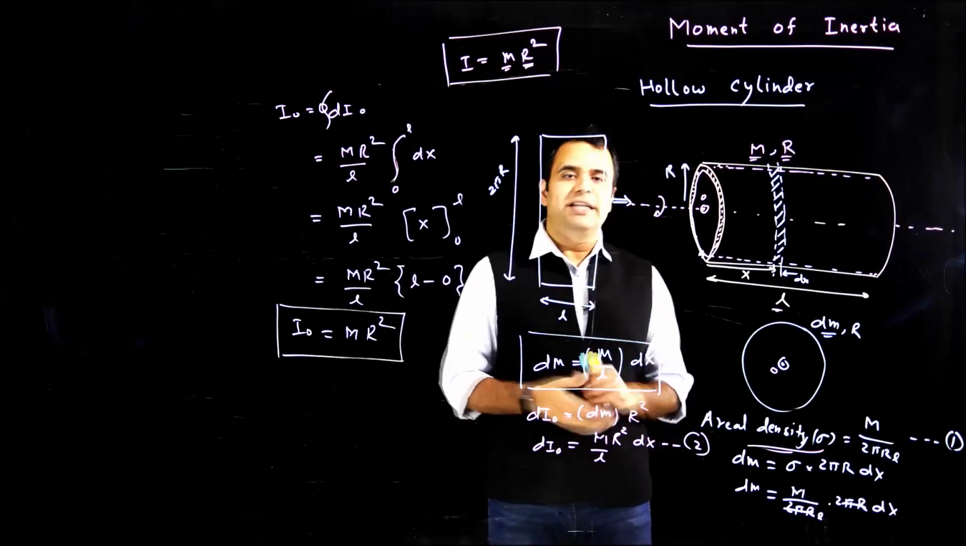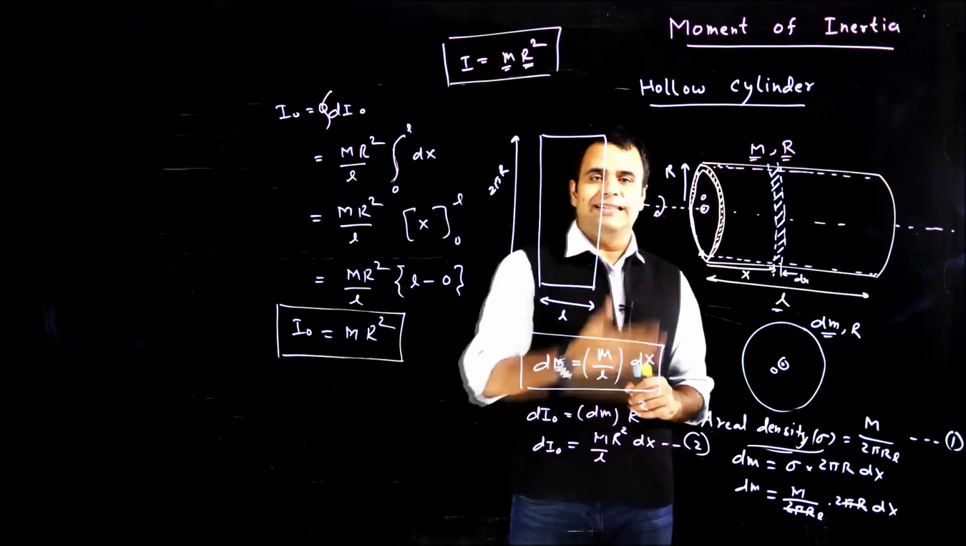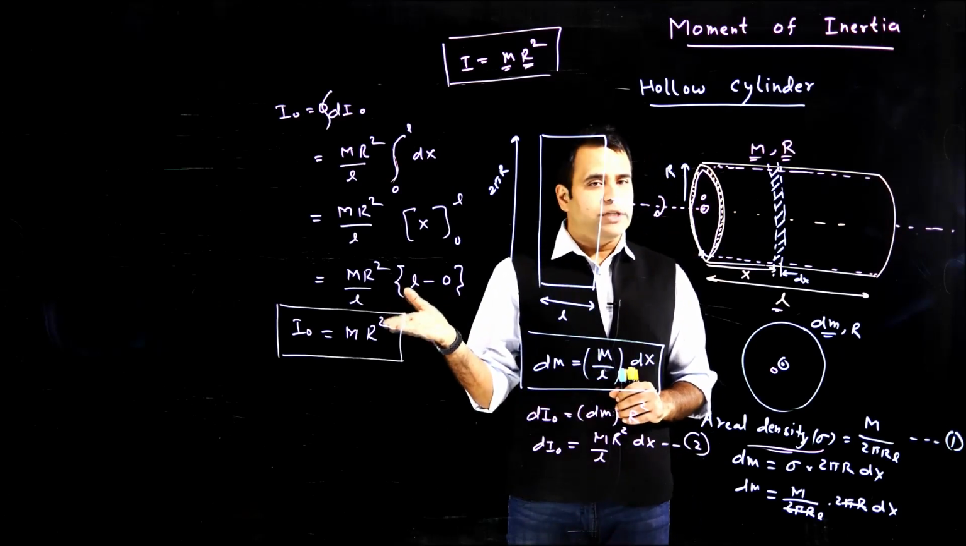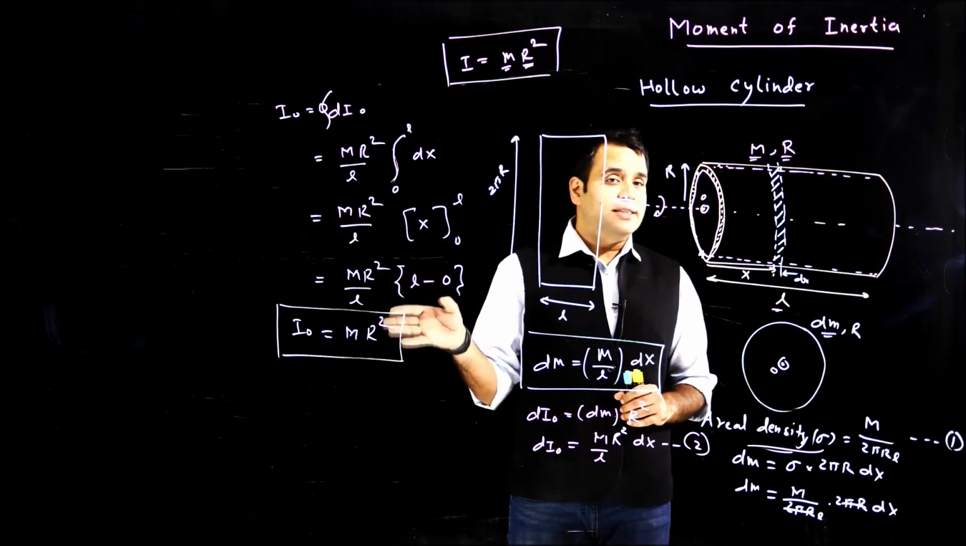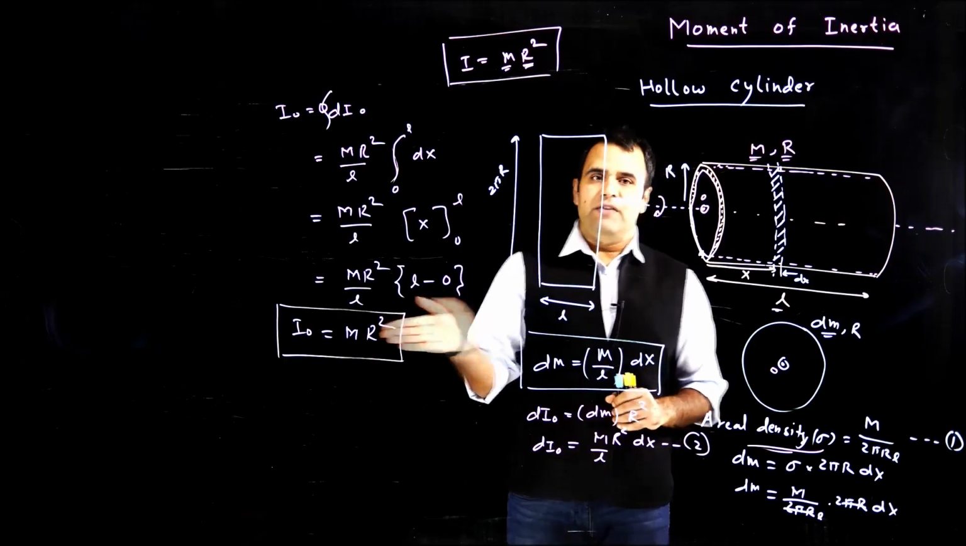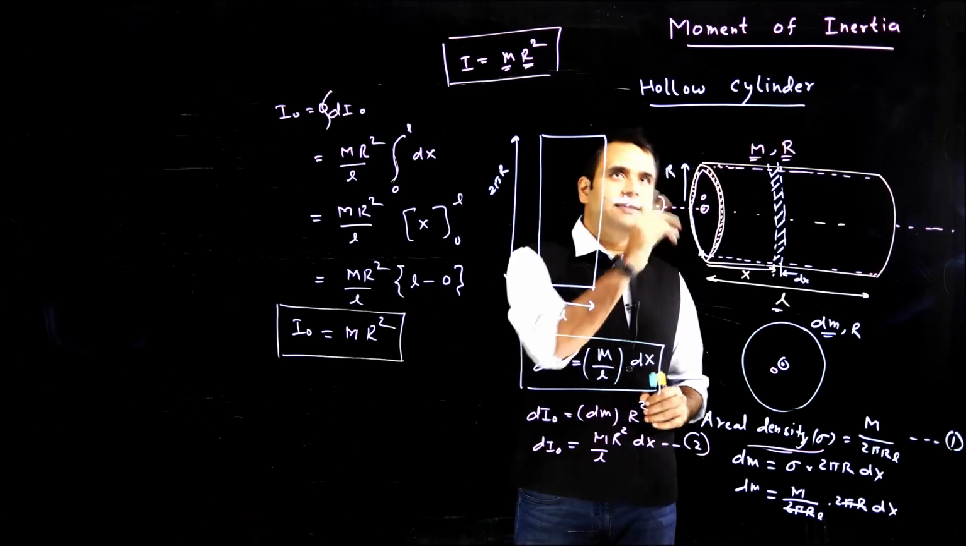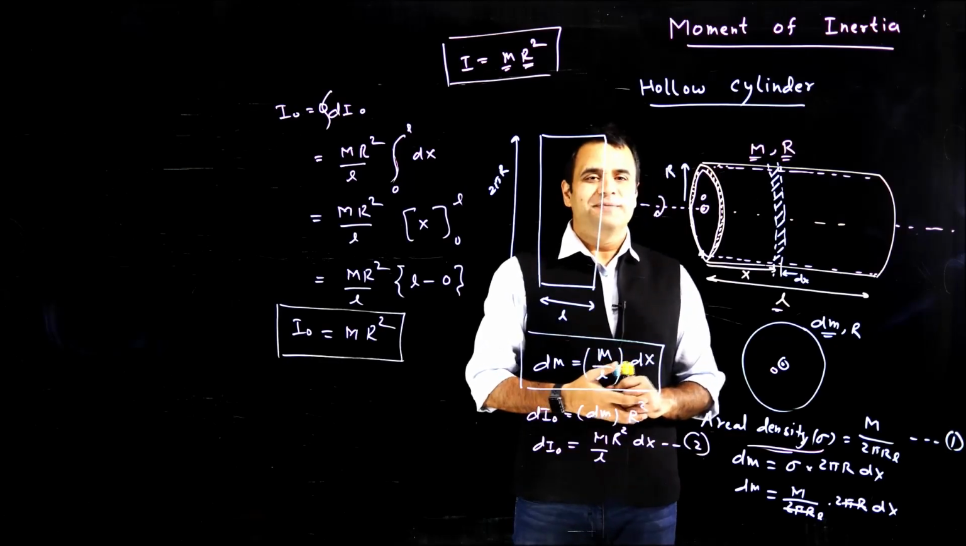This moment of inertia is calculated about this axis and this axis alone. If you change the axis, obviously the formula is going to change, because moment of inertia is not a scalar quantity. It is a scalar once you fix the axis. So this is the moment of inertia for the hollow cylinder about the axis passing through the axis of the hollow cylinder. Okay, thank you.